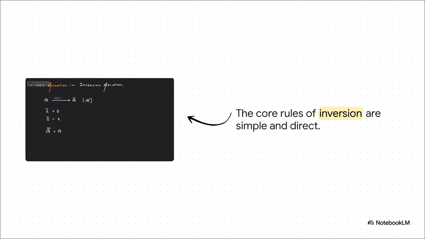That little bar over the A, that just means not A. So a 1 with a bar over it becomes a 0. A 0 with a bar becomes a 1. It really is the most basic building block in the entire digital world.